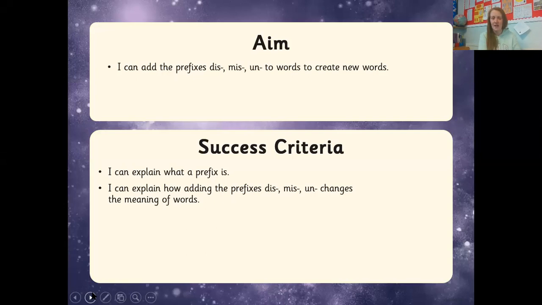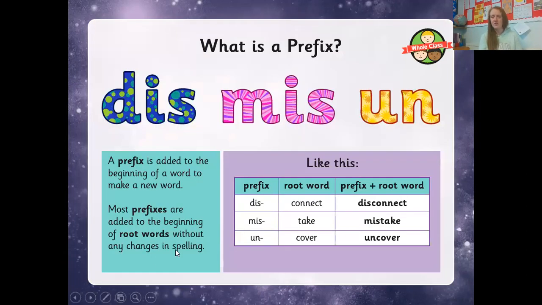And we did that yesterday in our spelling lesson. And by the end of this lesson, I would like you to be able to explain what a prefix is and explain how adding the prefixes dis, mis, and un changes the meaning of the words. So what is a prefix? Well, we know what a prefix is now. It is added to the beginning of a word to make a new word.